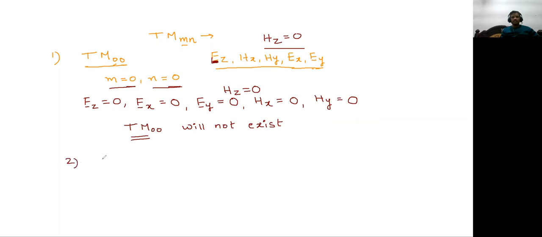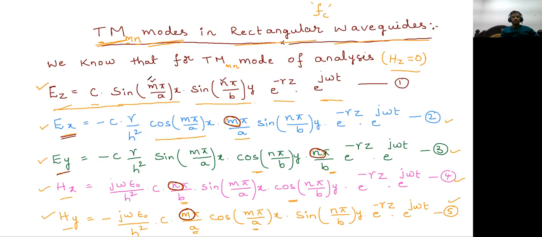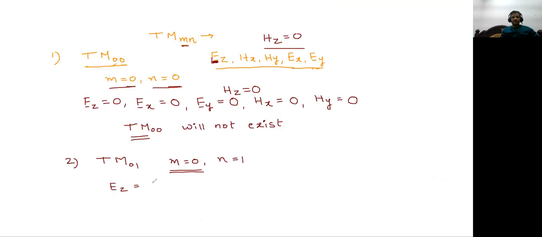This mode will not be propagating through the rectangular waveguide. Now, let us go for another mode in the transverse magnetic, which is 01. If you compare it with the original expression, here M is 0 and N is 1. So what happens to EZ when M is 0? Let us check only with M equal to 0 and try to see the remaining components. When M is 0, sine 0 is 0. 0 into whole thing, EZ is 0.